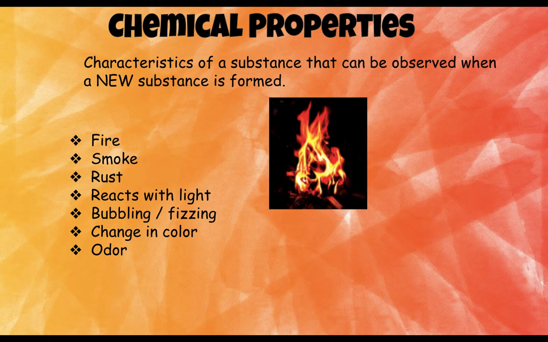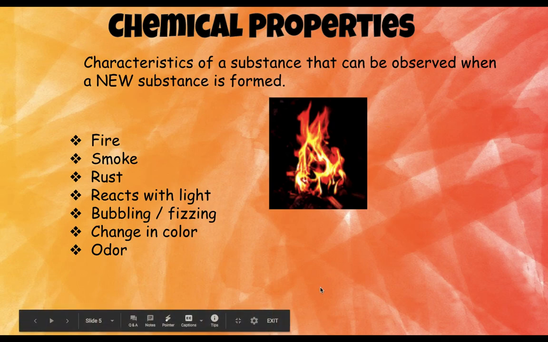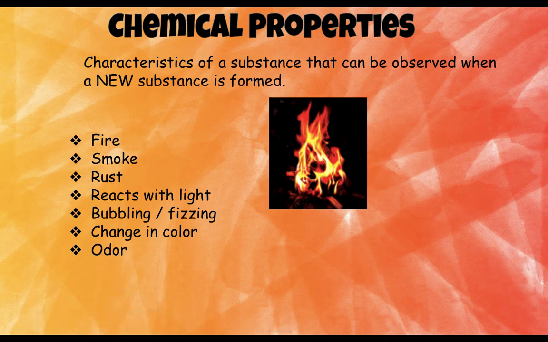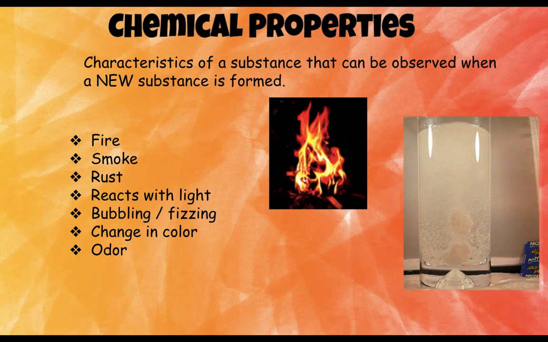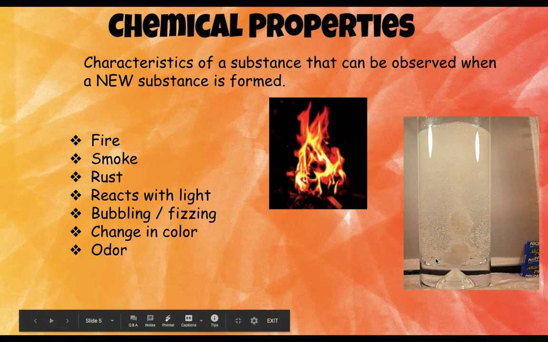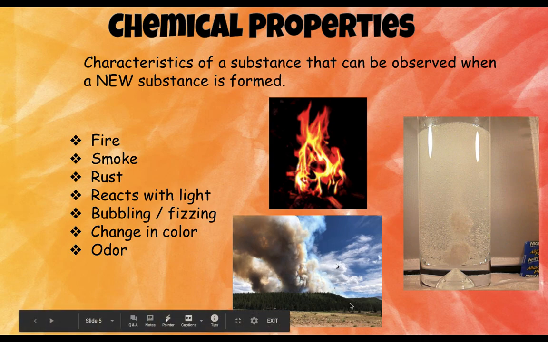Chemical properties, however, are observed when a new substance is formed. And usually indicators of a chemical property would be these here. Fire is an indicator of a chemical property. Smoke, rust, something that reacts with light. If you see bubbling or fizzing, a color change, and odor, those are chemical properties. So here's something of fire, sorry. You can see some bubbling and fizzing, and smoke, all chemical properties.